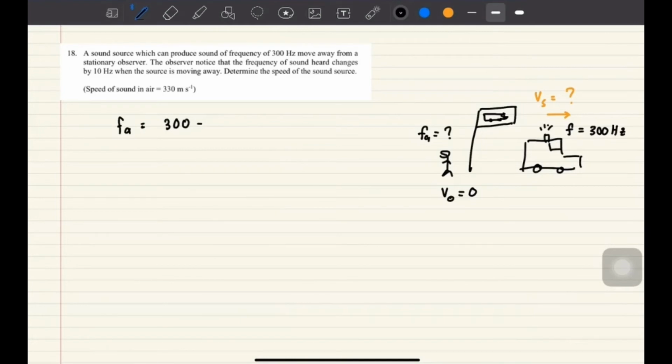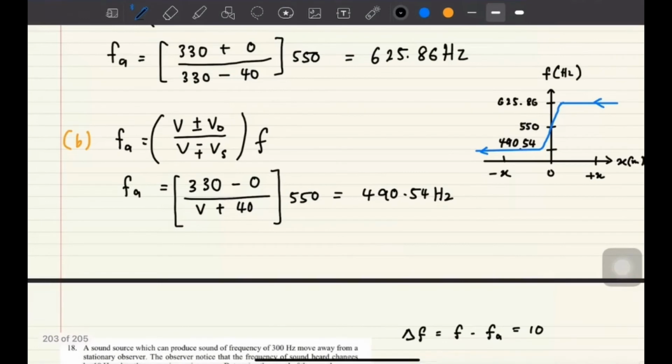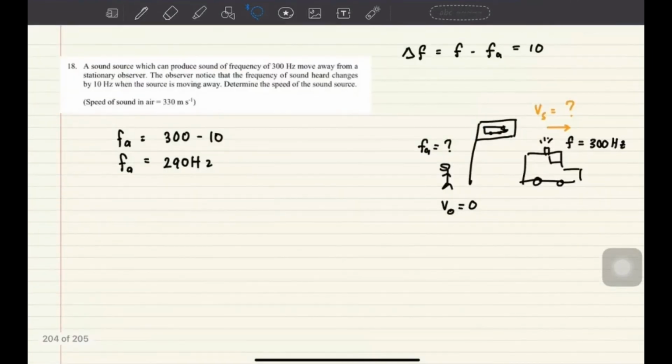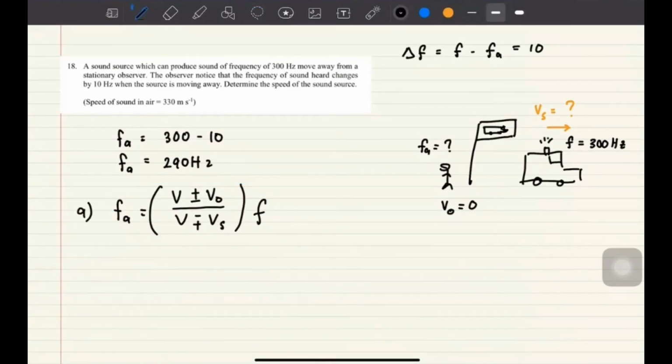Dan soalan dia cakap sebenarnya, kamu kena baca soalan dia. 10. Dia kata the observer noticed that the frequency of the sound heard changes by 10 Hz. So maksudnya macam ni lah kalau kamu nak in terms of mathematics. Change in frequency, which is frequency minus apparent frequency, is 10. Okay, ada beza. So this would be 290 Hz. This is the apparent frequency. Now you have the apparent frequency and you do have the F. Maybe you can find the remainings lah. Soalan dia nak cari VS. Okay, dalam situasi kamu, dia tanya balik frekuensi menaik ke menurun?